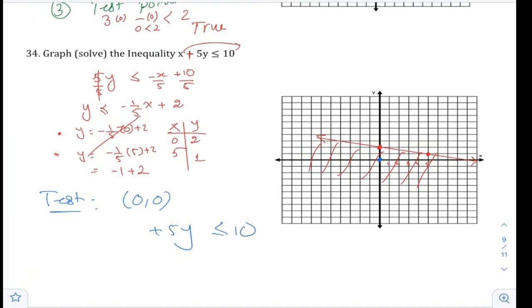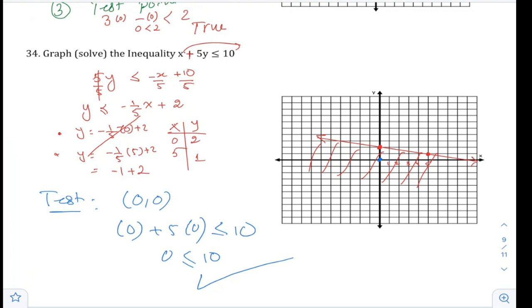I will take x away and put 0. I'll take the y away and put also 0. 0 plus 0 is 0. 0 less than or equal to 10. Is this correct? Yes, it is correct. So I should expect that 0 is in my shaded region.